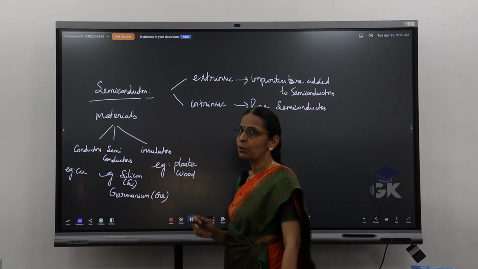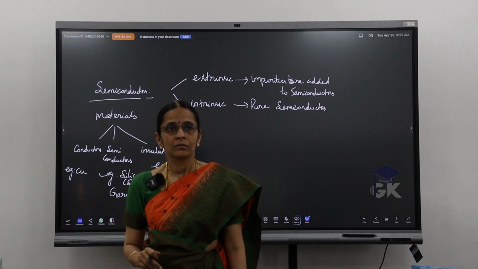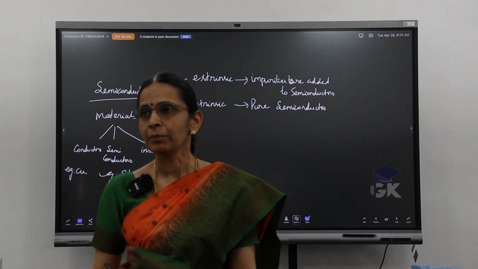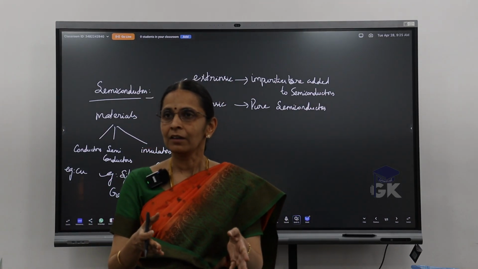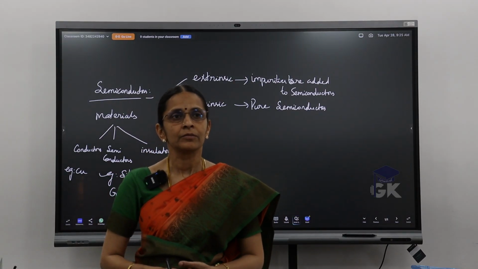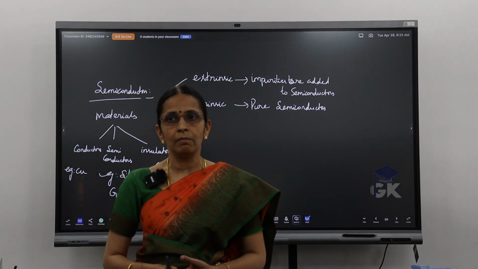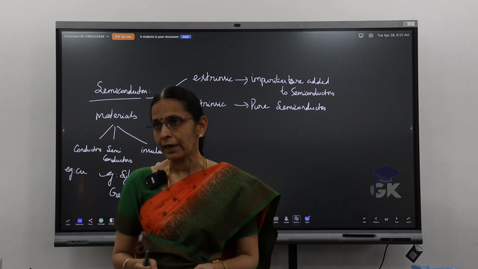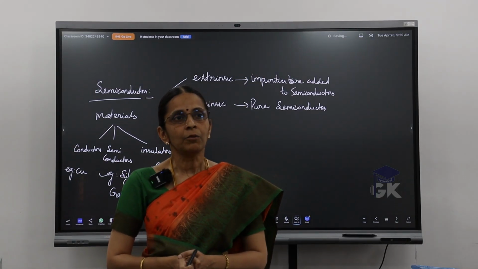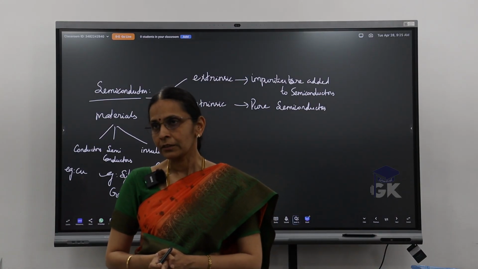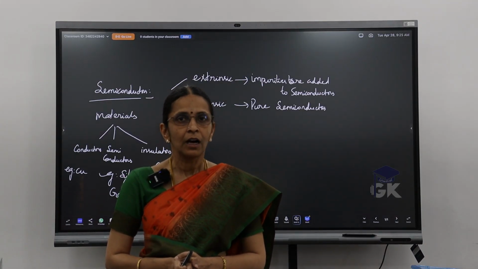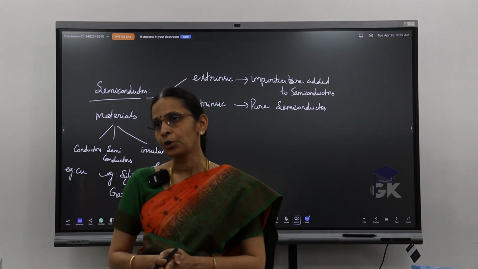Now, why do I have to add these impurities? I have a material, it is in a pure form. Why do I add impurity to it? In order to make it conductive. To make it conductive, we add what are called impurities. Those impurities are called the dopants, and the process is called doping.